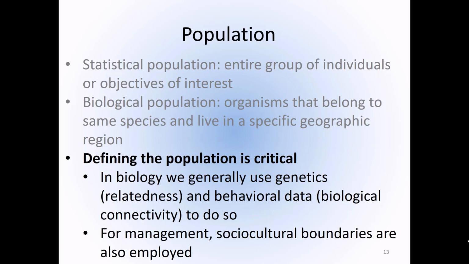Regardless of whether we are using statistical populations or biological populations for a particular definition, defining the population is really important. So for biology, we're going to use genetics as well as behavioral data in which to define the population that we're interested in. For management and conservation, oftentimes sociocultural boundaries are also important. We can think about Texas Parks and Wildlife Department managing the flora and fauna of Texas, and we can think about NOAA managing organisms within United States territory.